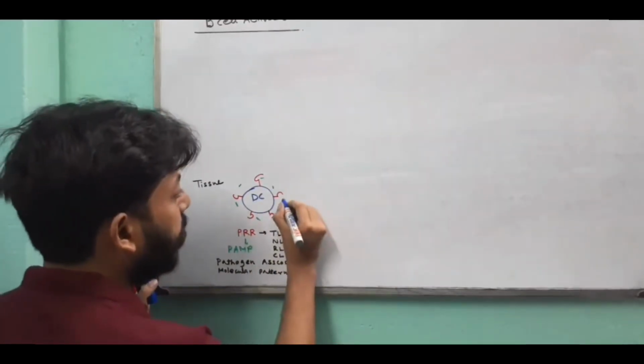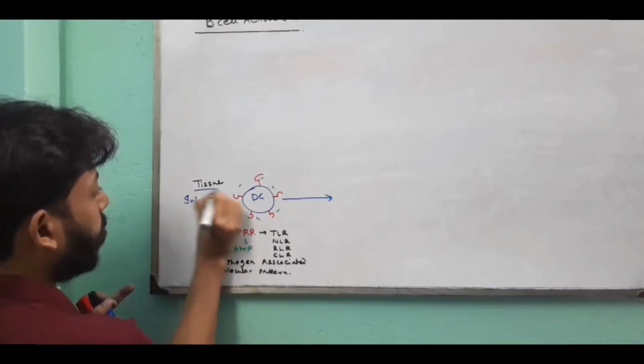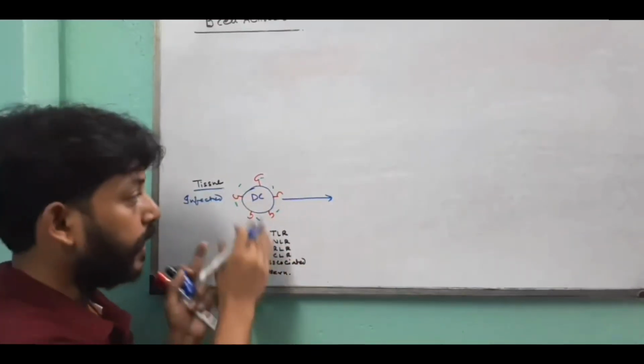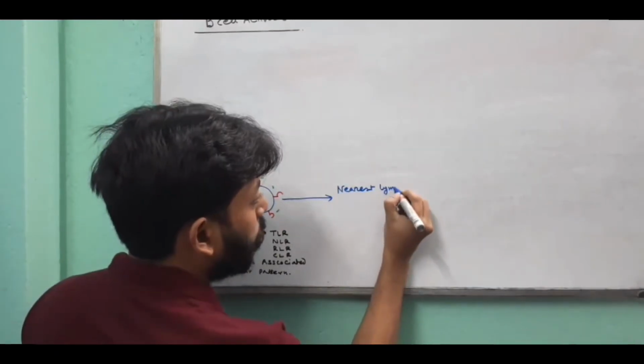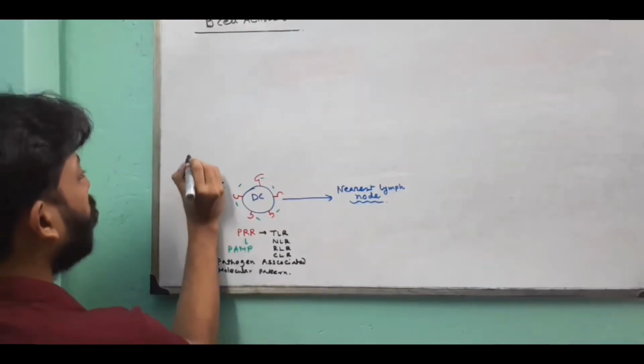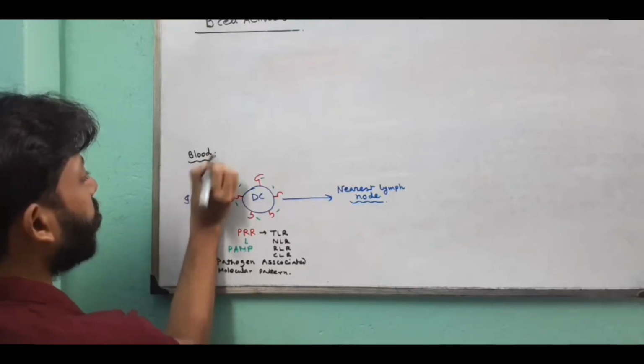Some dendritic cells leave the infected tissue sites. So this is the infected tissue site. Some dendritic cells leave this infected tissue site to the nearest lymph node. But if there is any pathogen present in the blood directly, what happens?